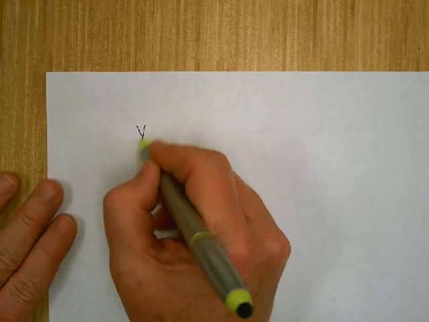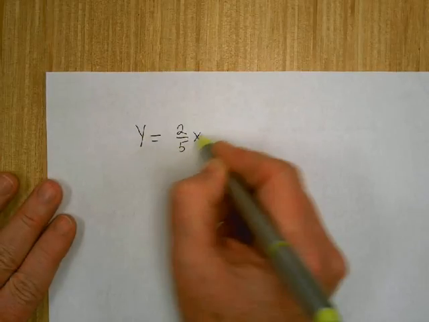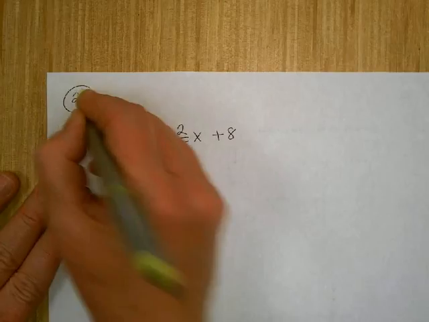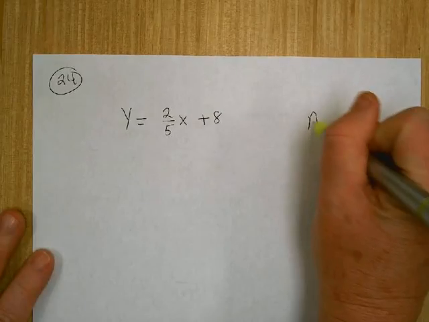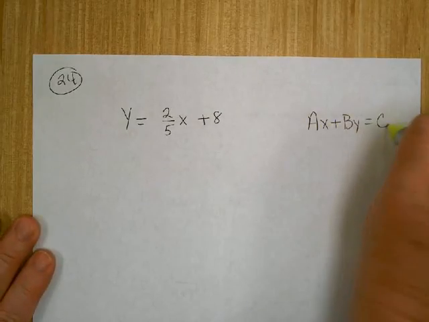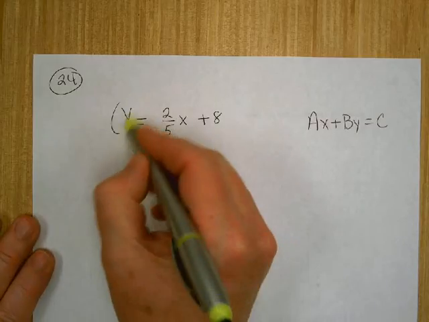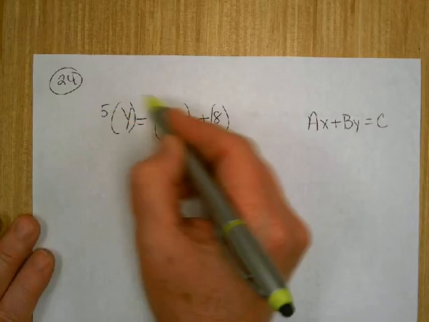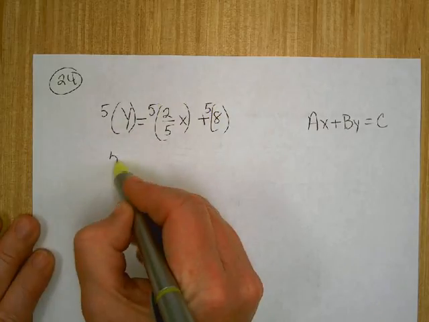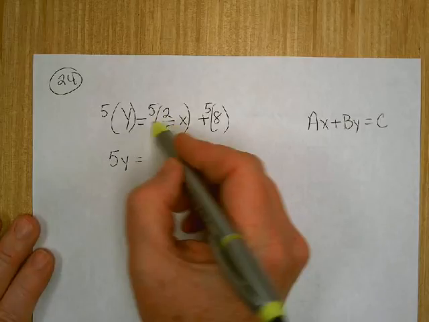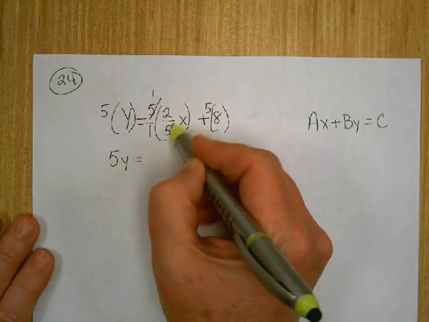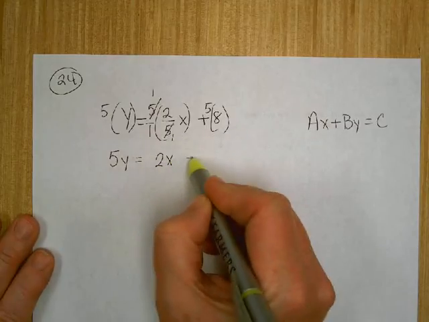24. Question number 24 says, write y equals 2/5 x plus 8 in standard form. Remember, standard form doesn't have any fractions. It's in the form of ax plus by equals c. So the first thing I'm going to do is get rid of the fractions. So I'm going to multiply each part by 5. So I have 5y is equal to, 5 times 2 would be 10, and 10 over 5 would be 2, or 5 goes into 5 once, 5 goes into 5 once. Either way, we're going to get 2x plus 40.